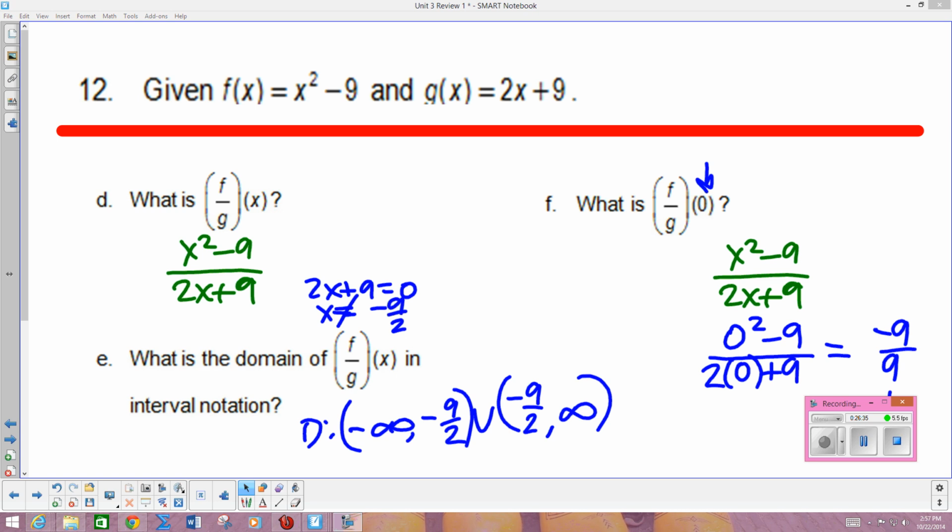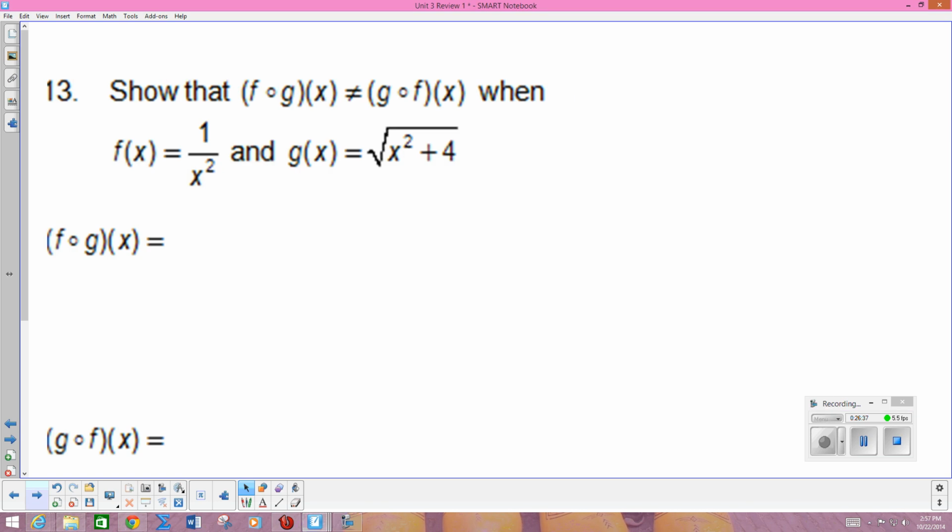Okay, moving on. Number 13. This is similar to what we did today, except you're showing that they're not equal to each other. And so we have to do our double substitution. So first thing I want you to do is rewrite this as f of g of x. And so we're going to take the g of x and we're substituting it. So here's g of x and we're substituting it into f of x.